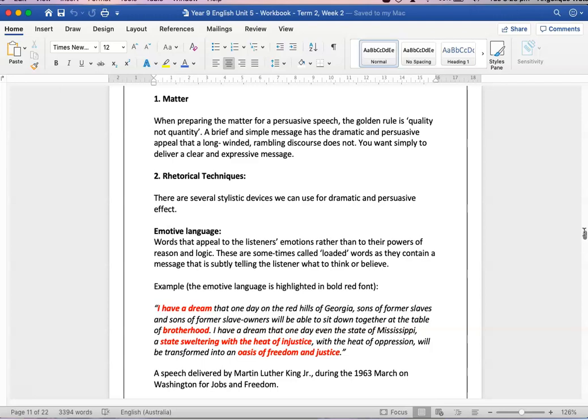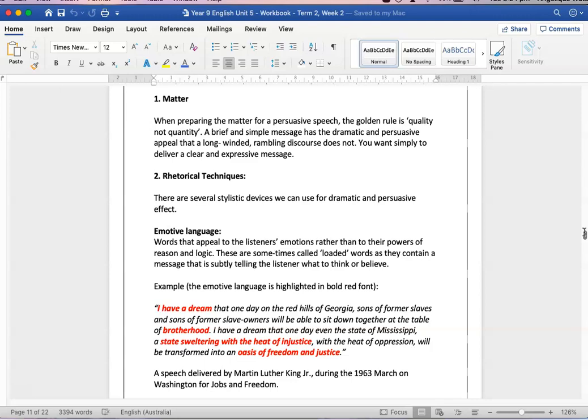I have a dream that one day on the red hills of Georgia, sons of former slaves and sons of former slave owners will be able to sit down together at the table of brotherhood. I have a dream that one day, even the state of Mississippi, a state sweltering with the heat of injustice, with the heat of oppression, will be transformed into an oasis of freedom and justice.